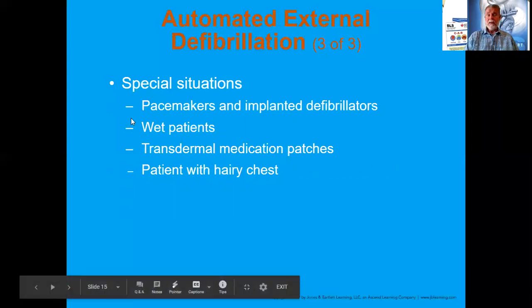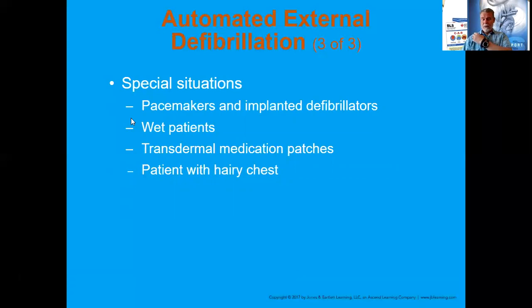Pacemakers are fine. Again, the AED only shocks someone who needs it. So as long as it doesn't go directly over the pacer, that's fine. These things tend to sit on the patient's non-dominant side, and it might be closer to the center of the breastbone or the sternum. So again, your pads can slide over just a tad. Wet patients, make sure they're dried off the best you can. You don't need to dry them from head to toe, but I need the chest dry. I need to make sure they're not laying on anything that's wet either.